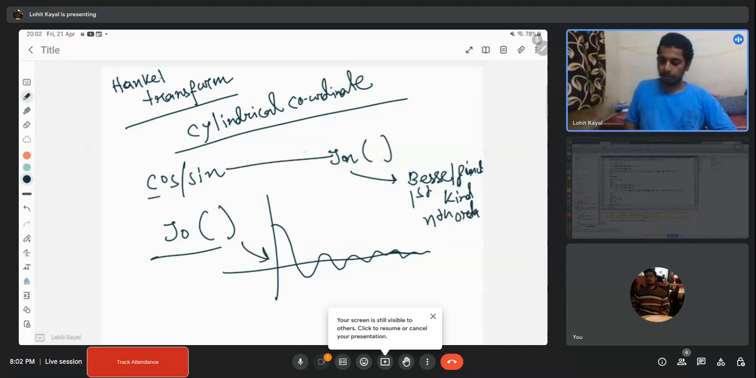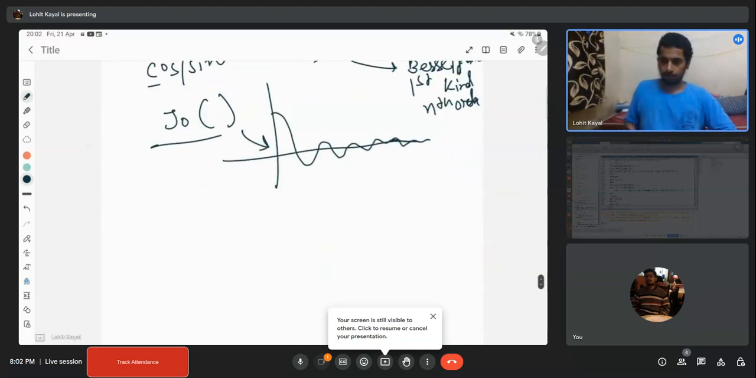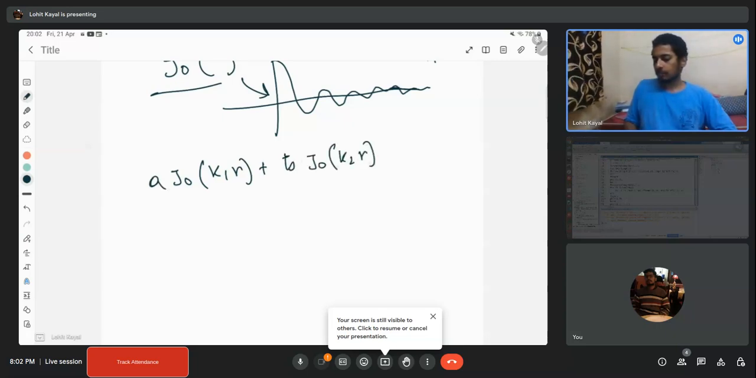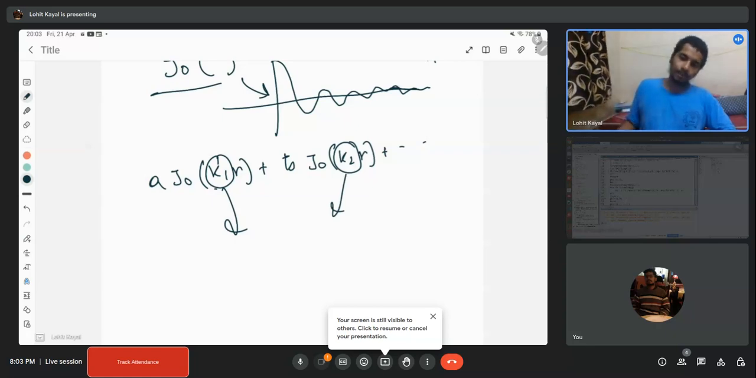This is corresponding to sine or cosine in the Cartesian coordinate. So you have some function like J0(k1 r) plus A J0(k1 r) plus B J0(k2 r) plus dot dot something like that. So using the Hankel transform, I will get back this answer. And similarly, like the inverse Fourier transform, there is an inverse Hankel transform. So finally, I will get back this answer as well.